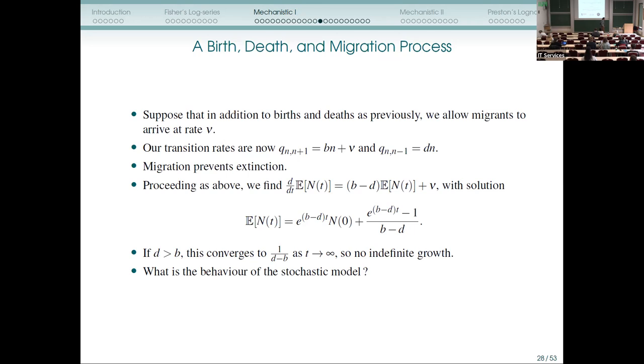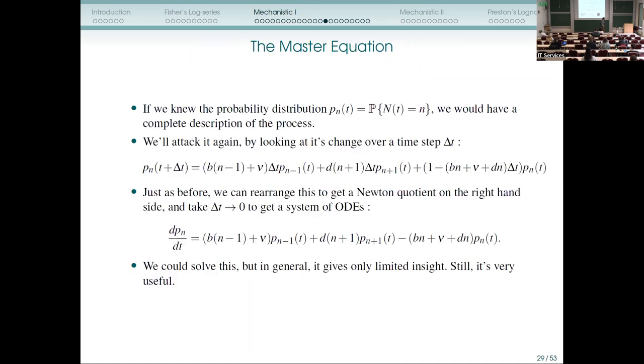What I want to do is get some understanding of this model, which now has birth and migration in it. I want to think about it as a stochastic model. And what I want to get is the first of many big hammers that we use in this field, and that's the idea of a master equation. I want to find the master equation for the birth, death, and migration process that I talked about. What is a master equation?